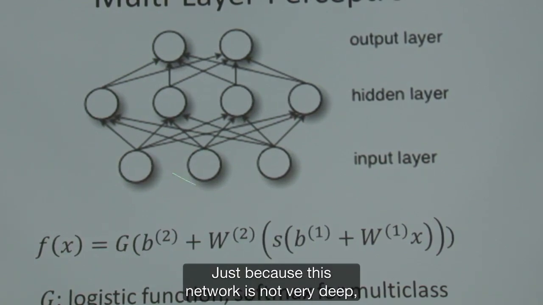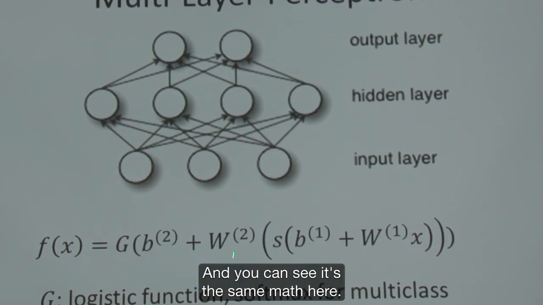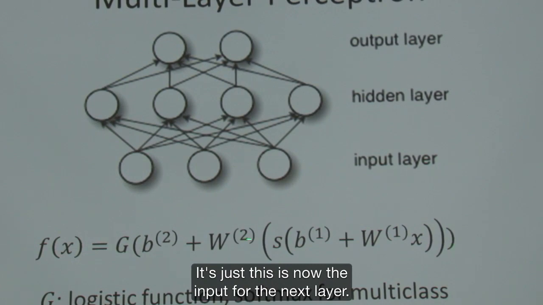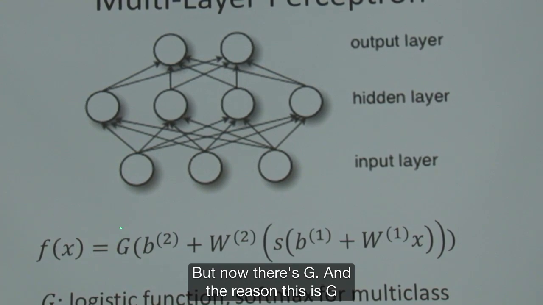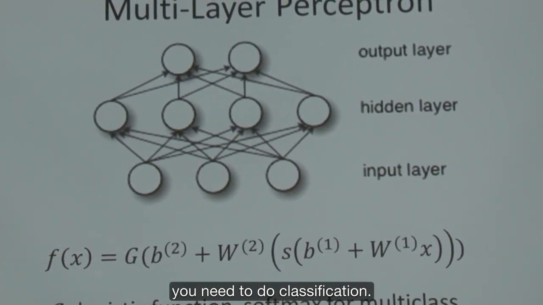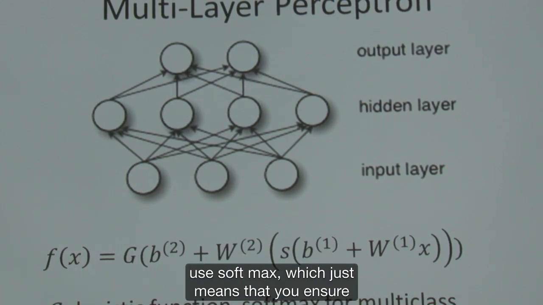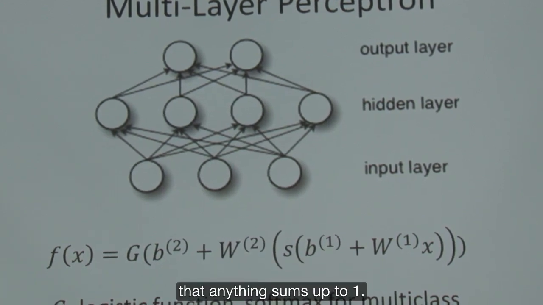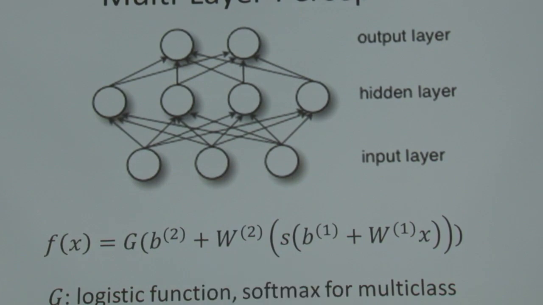Because this network here is not very deep, this is already our last layer. And you can see it's the same math here. It's just that this is now the input for the next layer. You again have your W and your bias, but now there's G. And the reason this is G and not S is that for the very last layer, you need to do classification. So if you have two classes, you just do the logistic function. If you have multiple classes, you use softmax, which just means you ensure that everything sums up to 1, right? Because in most scenarios, a pixel should only be one object, for example.